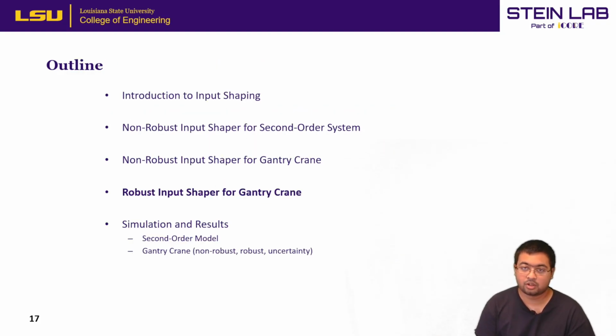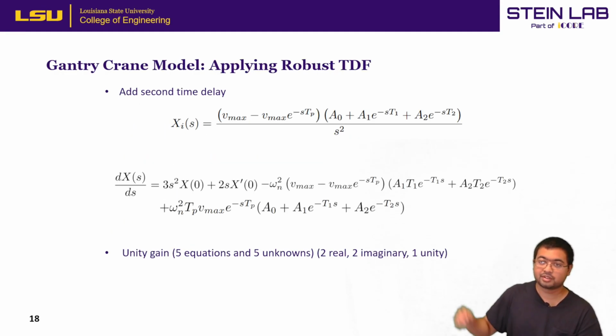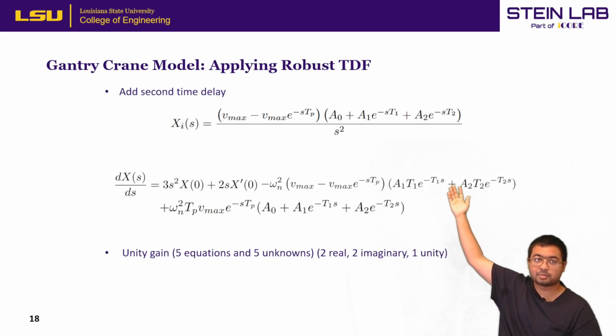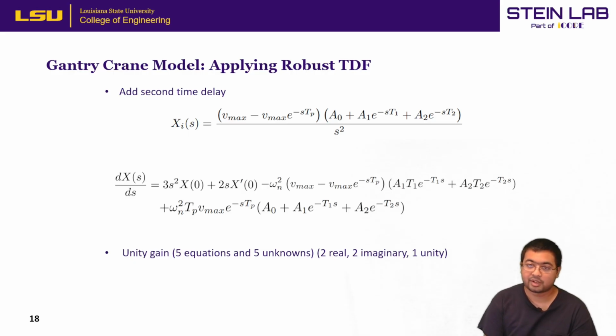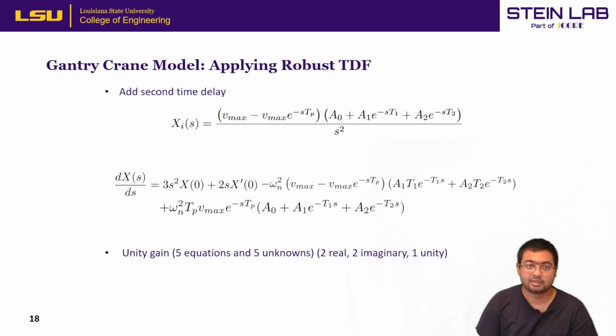Now I'll explain our robust input shaper for the gantry crane. Considering a robust TDF, we will add a second time delay as shown in the equation at the top. Now, because we have 5 unknowns, we'll need 5 equations to solve for those unknowns. So we'll consider the derivative of xs as shown here. And again, unity gain will be our 5th equation.